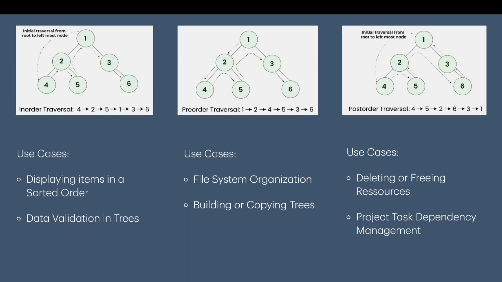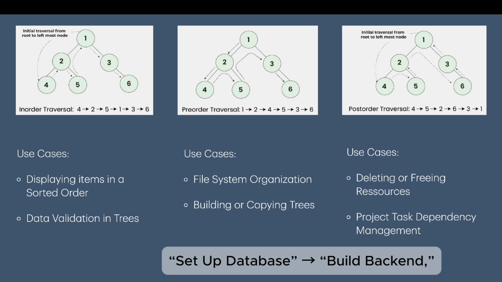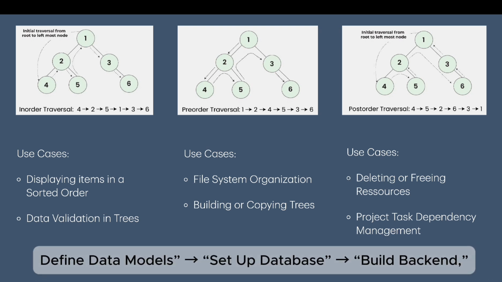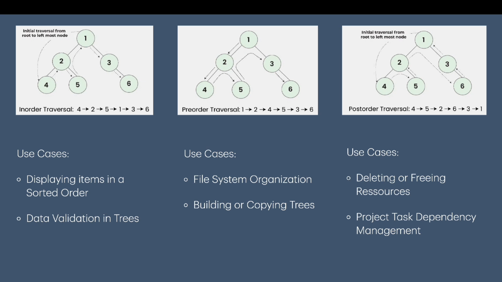What about the project task dependency management? Imagine you're managing a software development project with a dependency tree where each node represents a task, and some tasks depend on others. For example, build backend depends on setup database, which in turn depends on define data models. Post-order traversal ensures that for each task, all dependent tasks are completed before the main task itself. This is crucial for projects where you can't move forward on a task until all prerequisite tasks are done.